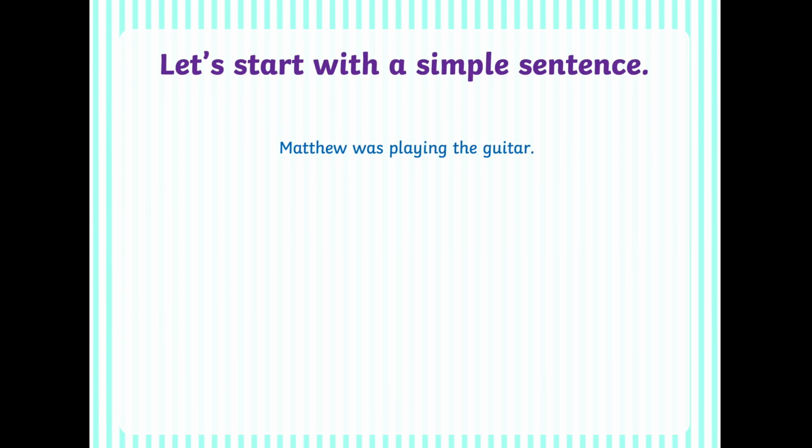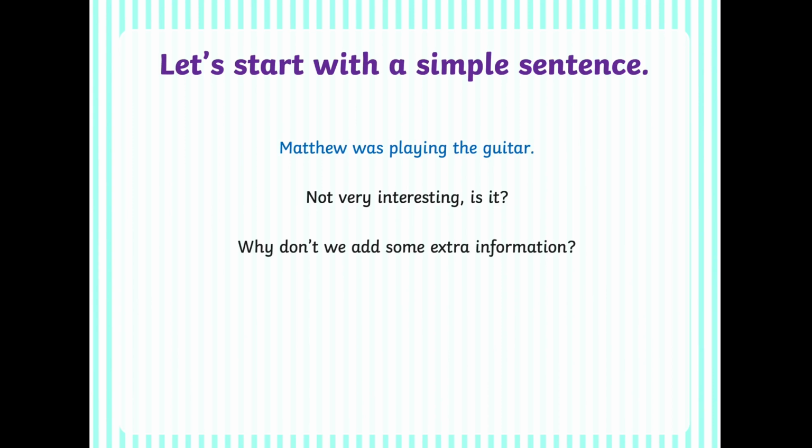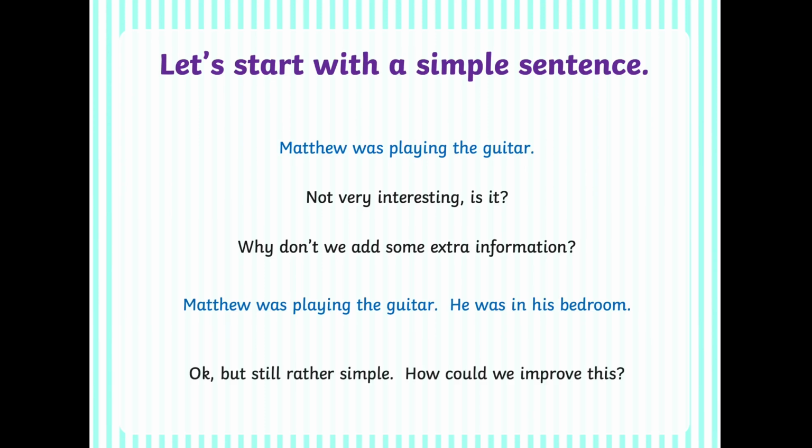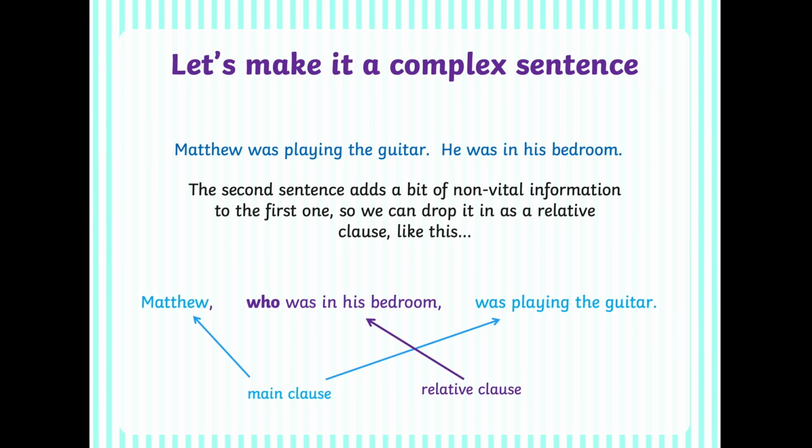Matthew was playing the guitar. It's not really very interesting, is it? Why don't we add some extra information to make it more exciting? Matthew was playing the guitar. He was in his bedroom. Okay, it's better, but it's still rather simple. How could we improve this? We can make it into a complex sentence.